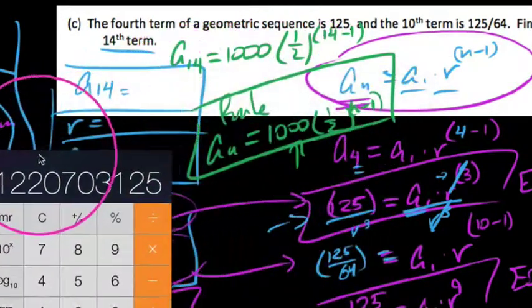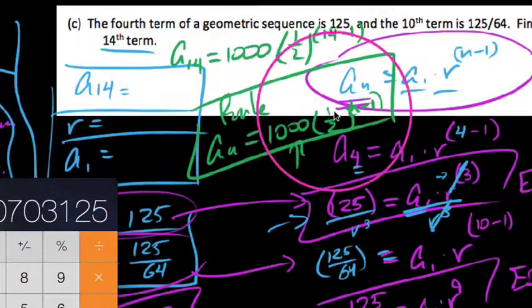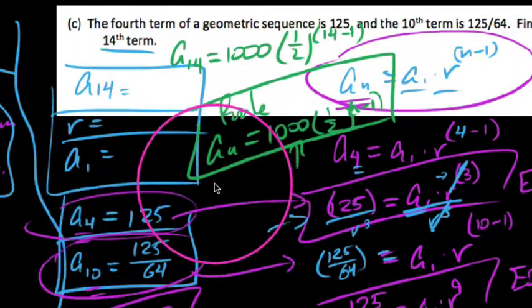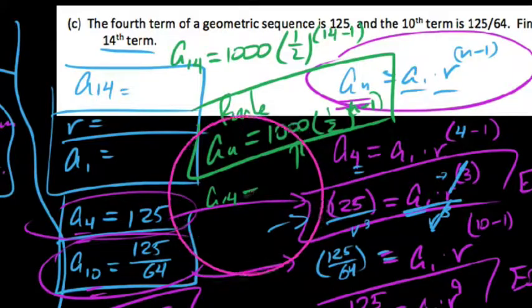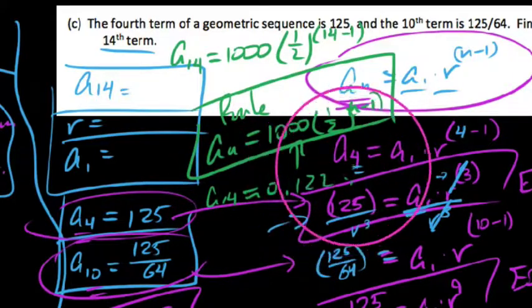0.122-ish. Now, if we were to do this in terms of an exact value, we could have done it with fractions. But for a14, it is sufficient to say approximately 0.122-ish.